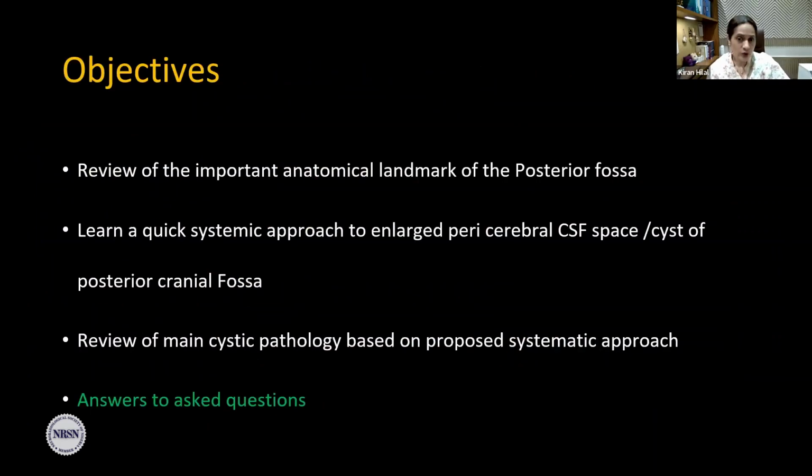So, objective: what I'm going to talk about in detail. This is the layout of today's talk. We are going to review the important anatomical landmarks of the posterior fossa. We are going to learn a quick systematic approach to the enlarged pericerebellar CSF spaces in the posterior cranial fossa. And we are going to review the main cystic pathology based on the proposed systematic approach that I'm going to give you. And at the end, as I said earlier, we are going to answer the question that I just asked.